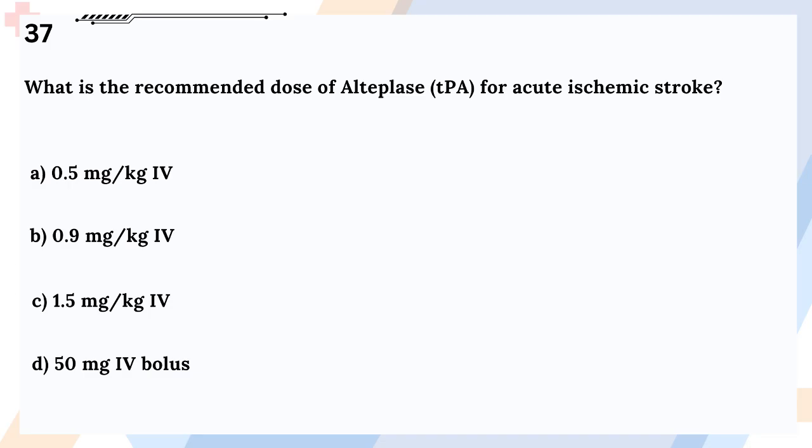Question 37. What is the recommended dose of alteplase, TPA, for acute ischemic stroke? A. 0.5 mg per kilogram IV. B. 0.9 mg per kilogram IV. C. 1.5 mg per kilogram IV. D. 50 mg IV bolus.